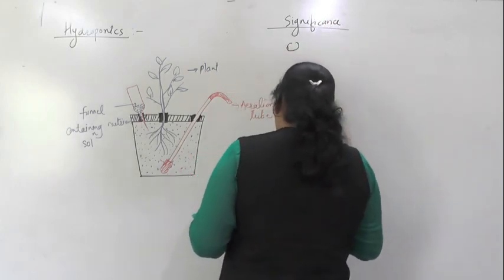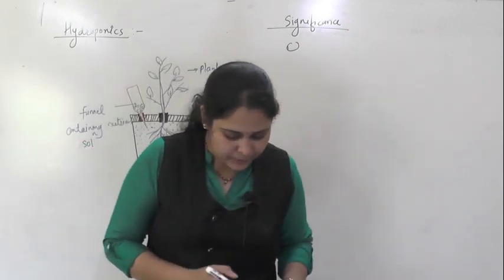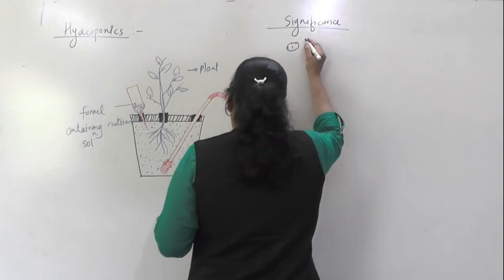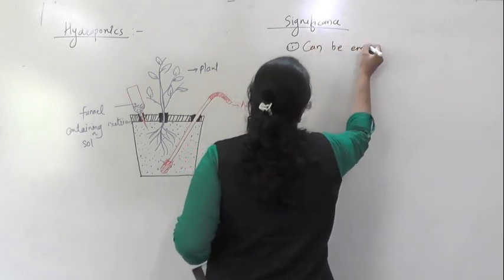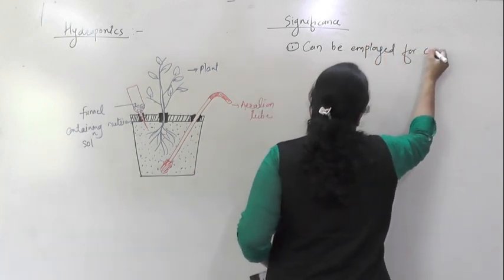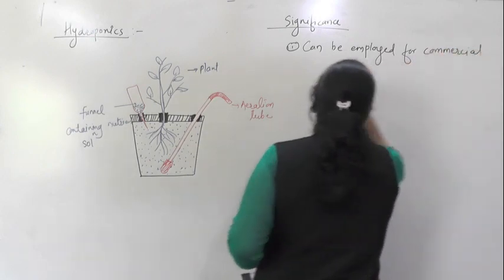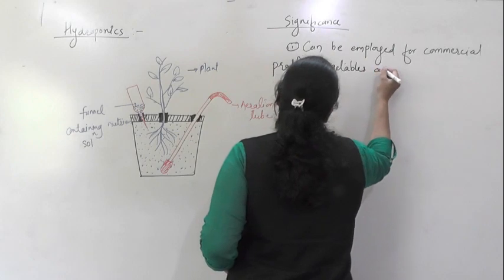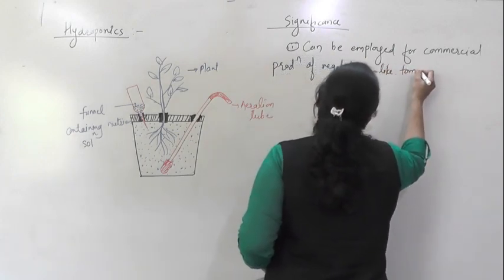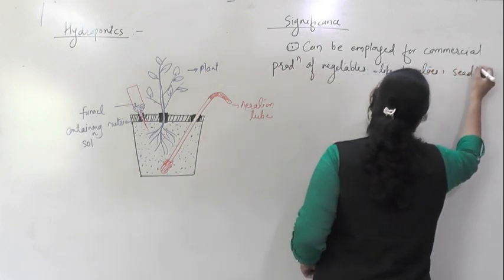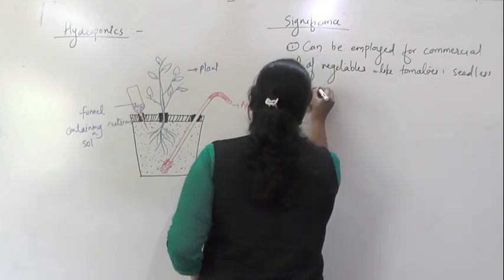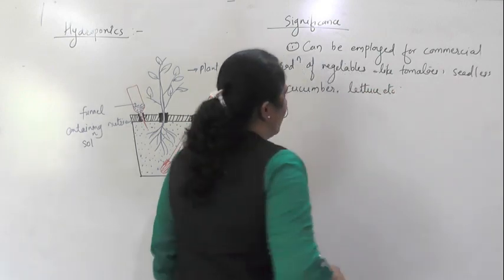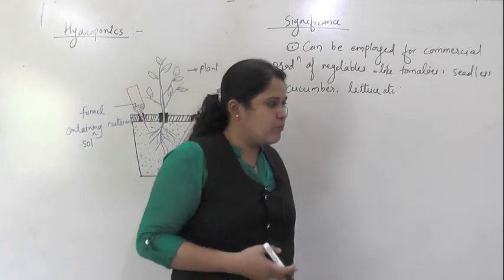First one: this technique can be used for the commercial production of vegetables like tomato, lettuce, cucumber, as I told you. Hydroponics can be employed for commercial production of vegetables like tomatoes, seedless cucumber, lettuce, etc. So this technique is regularly used in agriculture to raise a number of vegetables.